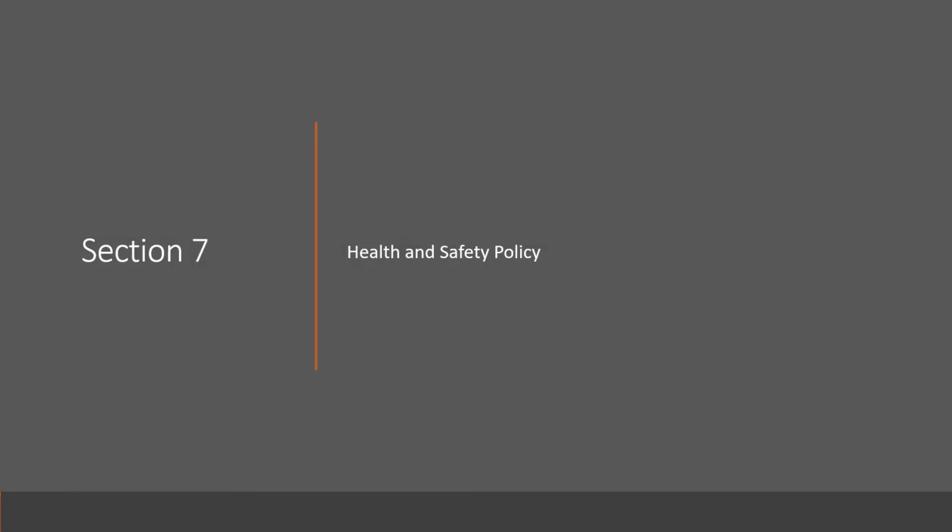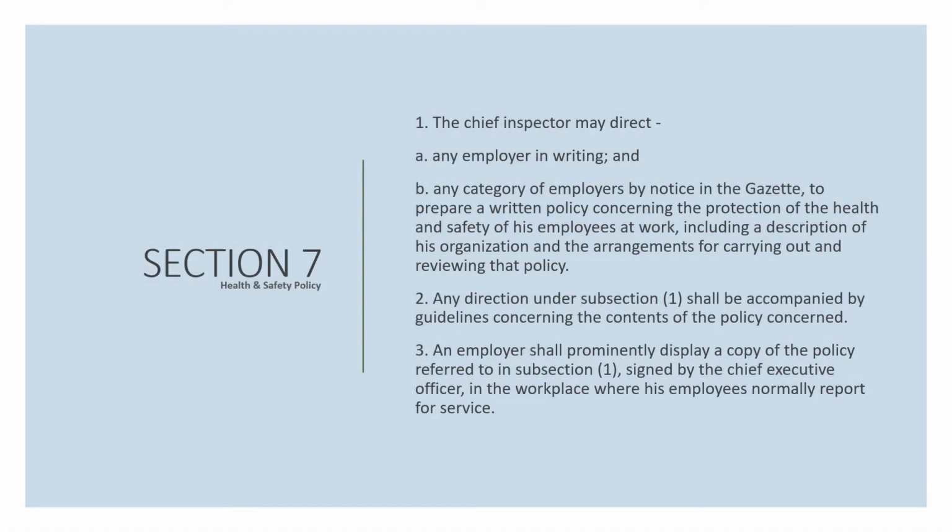Let us now take a look at certain sections of the OHSS Act, what they deal with, and also what they mean for you as a health and safety representative. Starting off with Section 7, the Health and Safety Policy. Let us start at Section 7 of the OHSS Act. This deals with a health and safety policy.